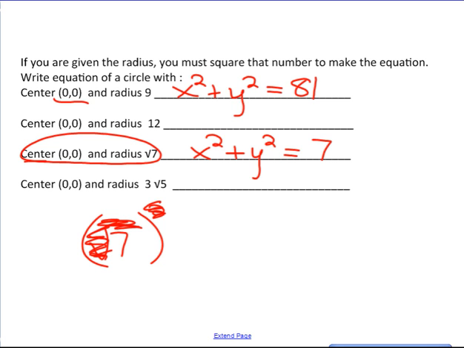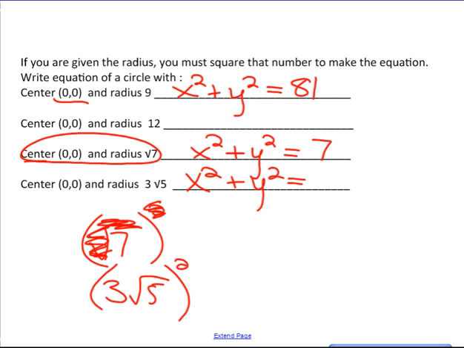Take a look at the last one. It's still going to be x squared plus y squared. And this one is 3 square root of 5. And in order to get that number, we have to square it. Now be careful here because we have to square the 3 as well. 3 squared is 9. And if I square, this square will cancel with this square root. I get 9 times 5, which is 45.